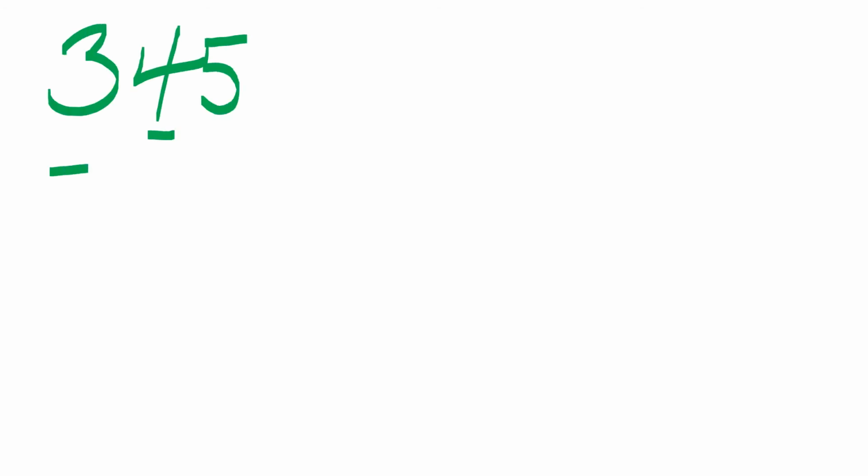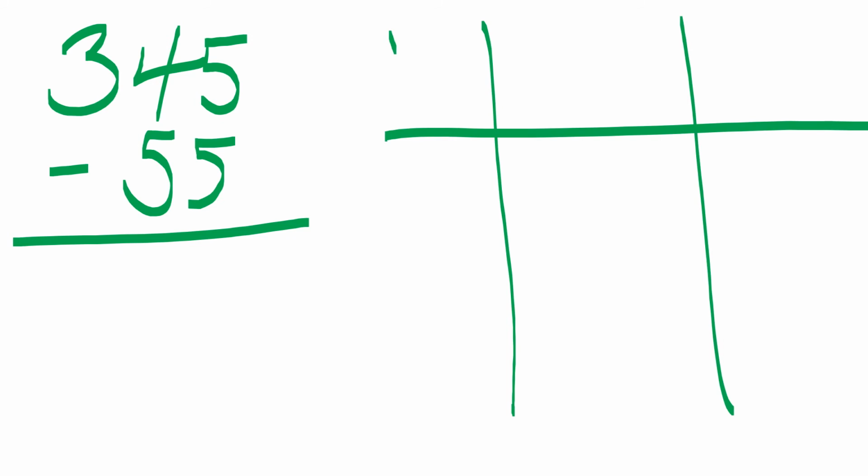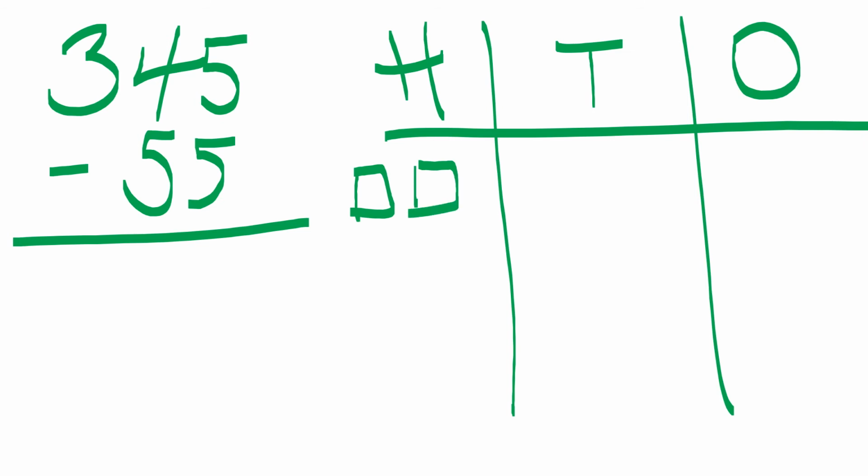Okay, the next problem we're going to take a look at here is going to be 345 minus 55. So again, I'm going to do my HTO chart. And one thing that we did talk about in our morning session was, if you are stacking in this way right here, it is crucial that you line up all of your place value. So your hundreds, your tens, and your ones. I'm just going to go ahead and get rid of that up there so that when we start doing our subtraction, it doesn't interfere.